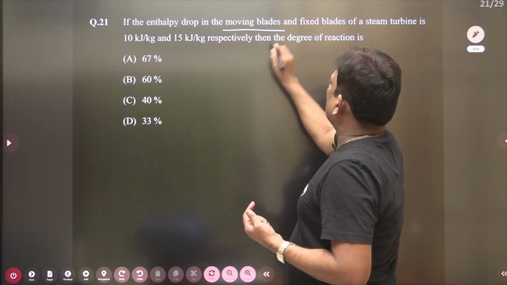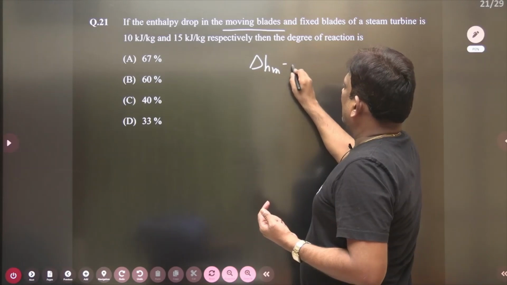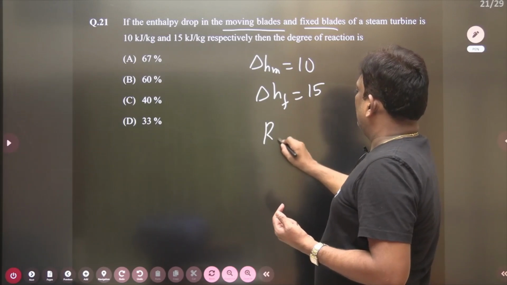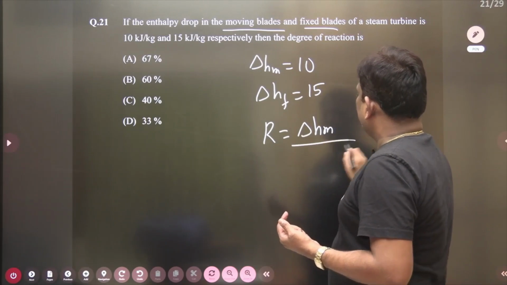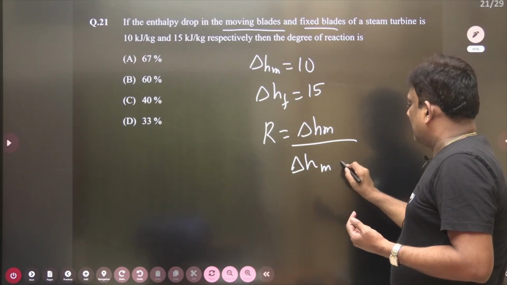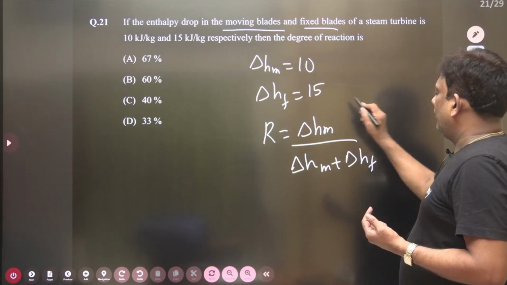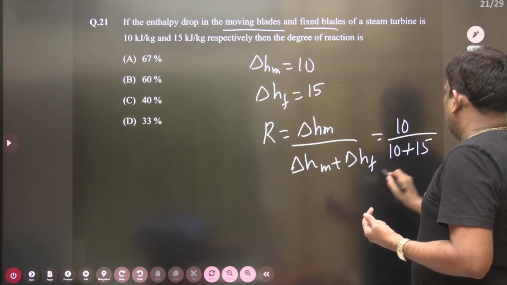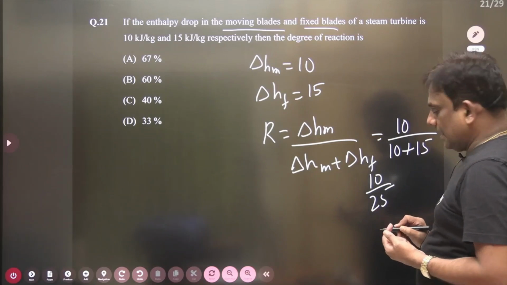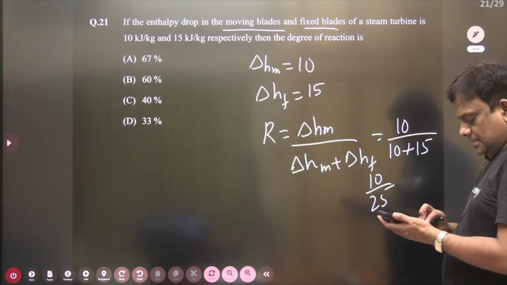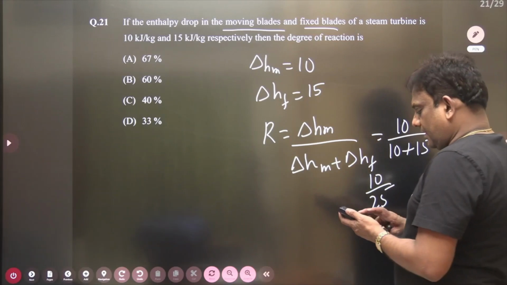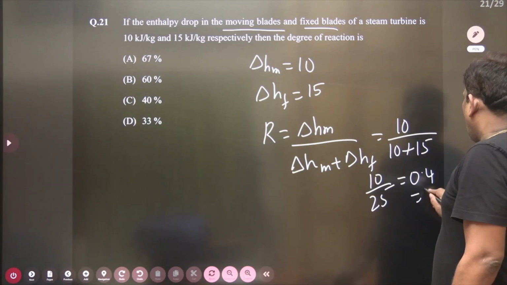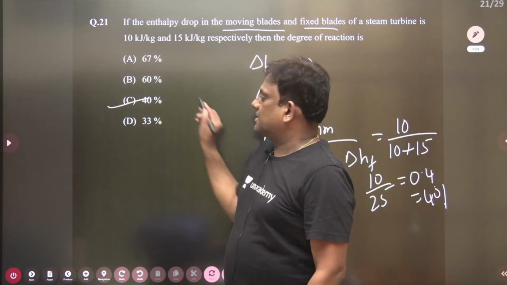Similar question. The enthalpy drop in a moving blade is 10 and the enthalpy drop in a fixed blade is 15. What is the degree of reaction? It is the enthalpy drop in moving to the enthalpy drop in a stage, but the stage is nothing but moving plus fixed. Moving is 10 and fixed is 15, so 10 by 25, into 100, which is 40%. So it is 0.4 or 40%.